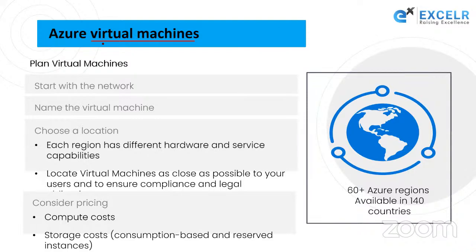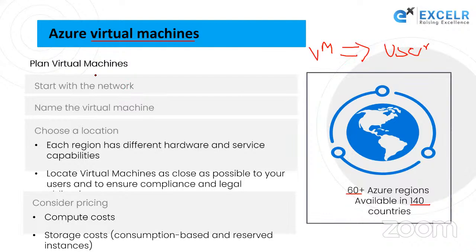So whenever you want to use your virtual machine, you need to plan how you are going to use it. This virtual machine service is available in 60 plus regions, across 140 countries. And this is a regional service. Again, the same concept: place your virtual machine close to your user, wherever your user is.